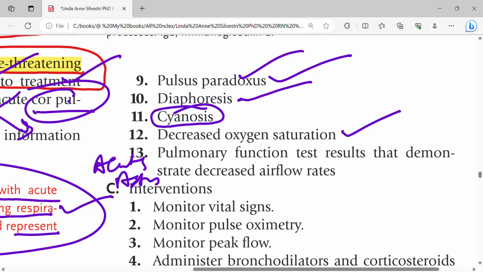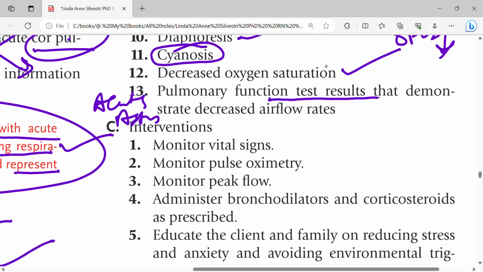And decreased oxygen saturation also, so SpO2 will also be decreased. Pulmonary function test results demonstrate decreased airflow rates. So the PFT will also show decreased airflow rates.